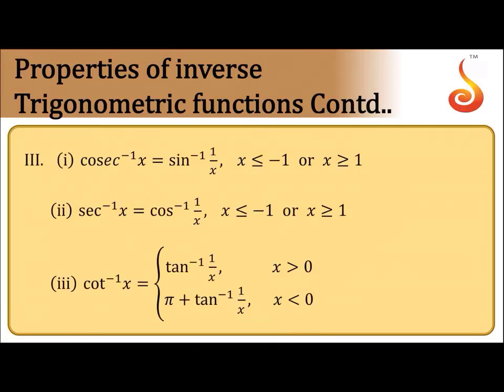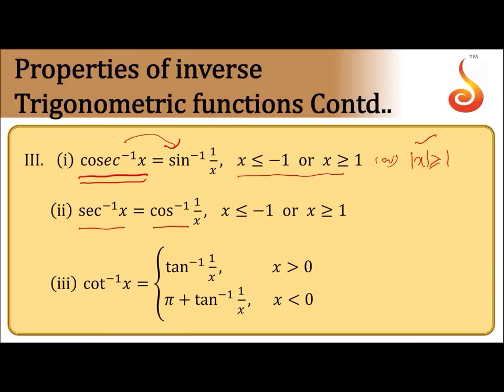Now let's proceed to some other properties of inverse trigonometric functions. We know cosecant theta is the reciprocal of sine theta, which does not mean that sine inverse x can be written as 1 by cosecant inverse x. So cosecant inverse x is defined where x is less than or equal to minus 1 or x is greater than or equal to 1. Otherwise, we can write mod x is greater than or equal to 1 also. In this domain, cosecant inverse x is defined and can be written as sine inverse of 1 by x.